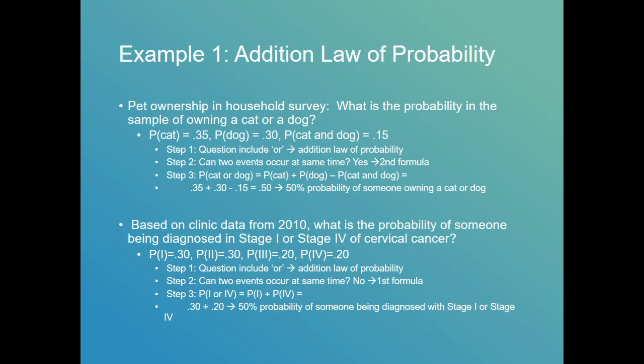The next step is inputting those values that we were given in this scenario. So the probability of having stage 1 was 0.3, probability of stage 2 was 0.3, probability of stage 3 was 0.2, and the probability of stage 4 was 0.2. So what we want to use in this step 3 is the probability of having stage 1 plus the probability of having stage 4. So in this case, the probability of stage 1, 0.3, plus the probability of having stage 4, 0.2. When we add those together, we get 0.50, which equates to a 50% chance or probability of someone being diagnosed with stage 1 or stage 4 cervical cancer.